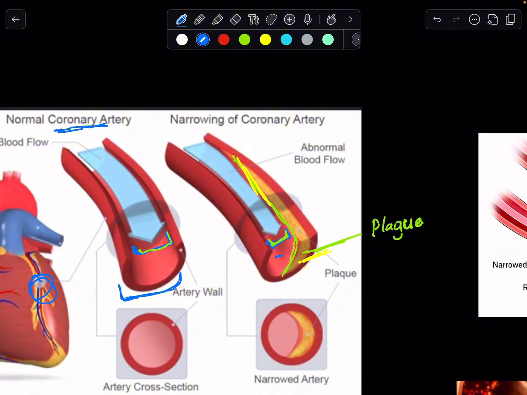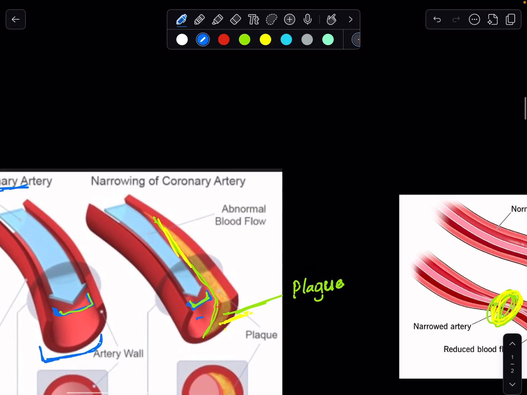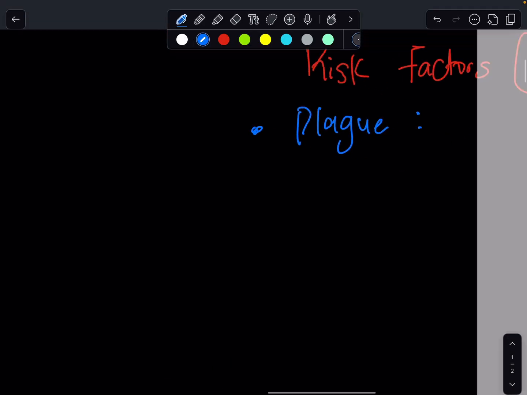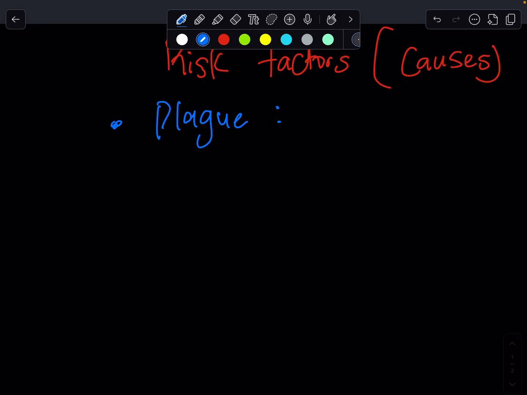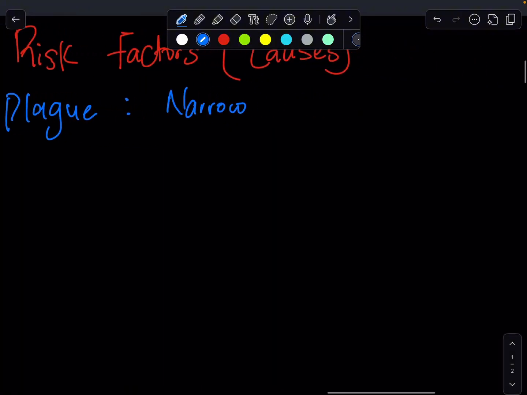We know why it causes myocardial ischemia, right? It causes myocardial ischemia because it causes a narrowing in the artery and it reduces blood flow. That's pretty simple, right? So the plaque causes the narrowing because it takes up space, and that leads to reduced blood flow.